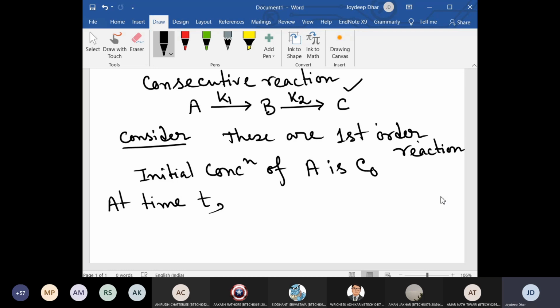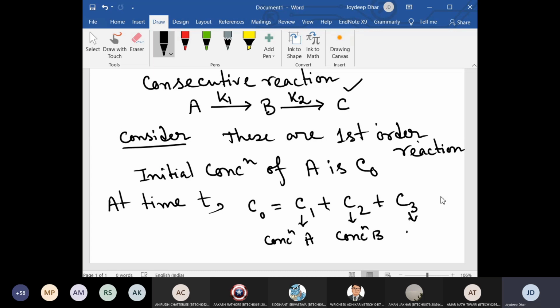So C naught, you can write mole per liter or whatever concentration scale. So this is the initial concentration C naught. C naught will be the summation of C1, C2, C3. So what is C1? Let's say C1 is the concentration of A. What is C2? C2 is the concentration of B. And what is C3? The concentration of component C.